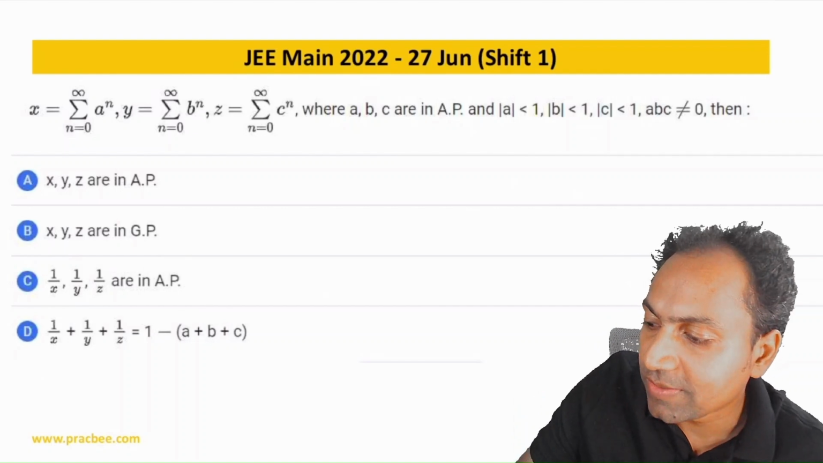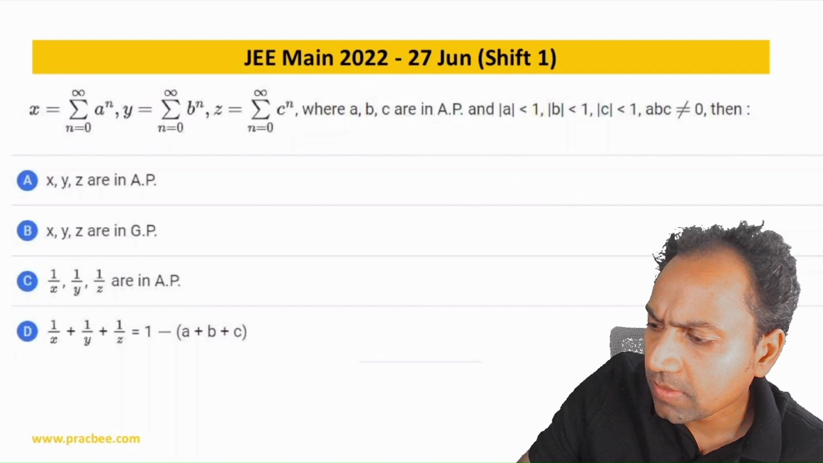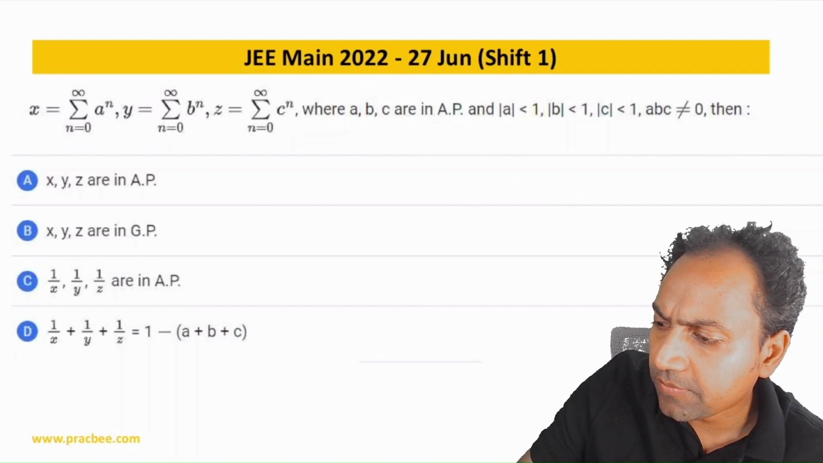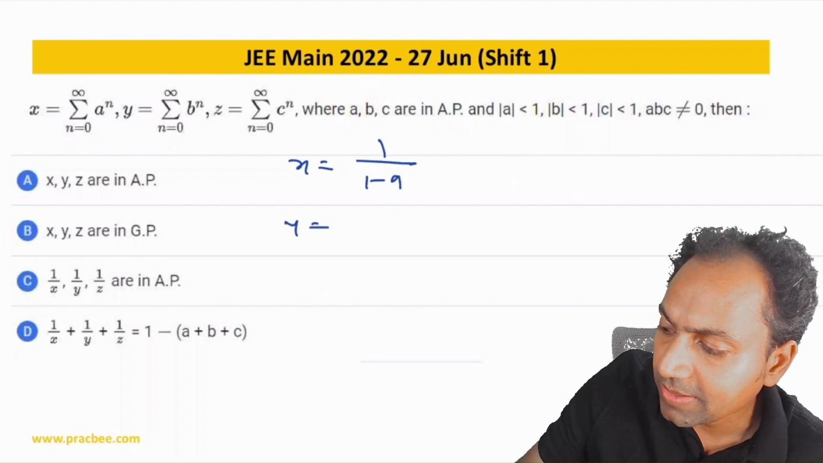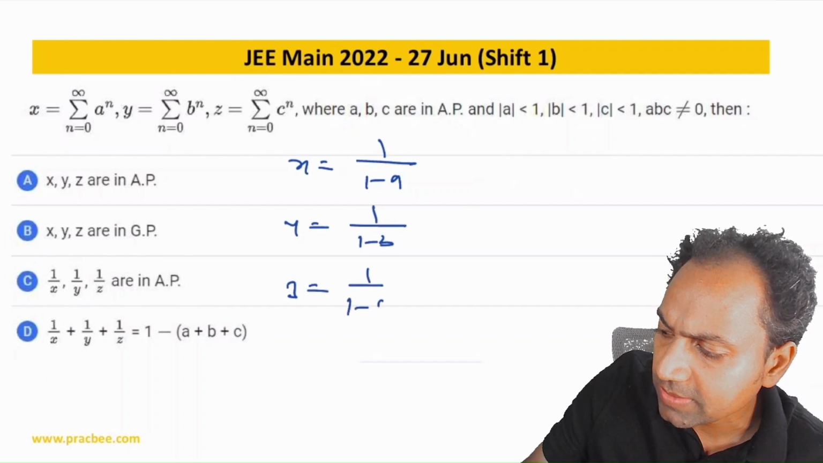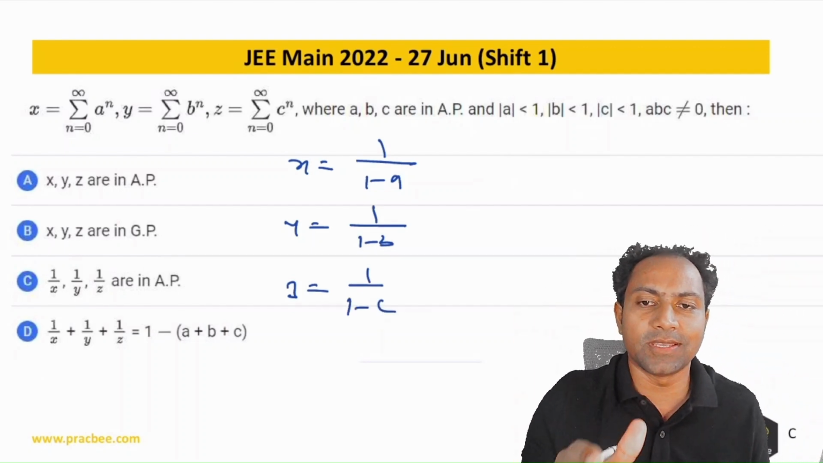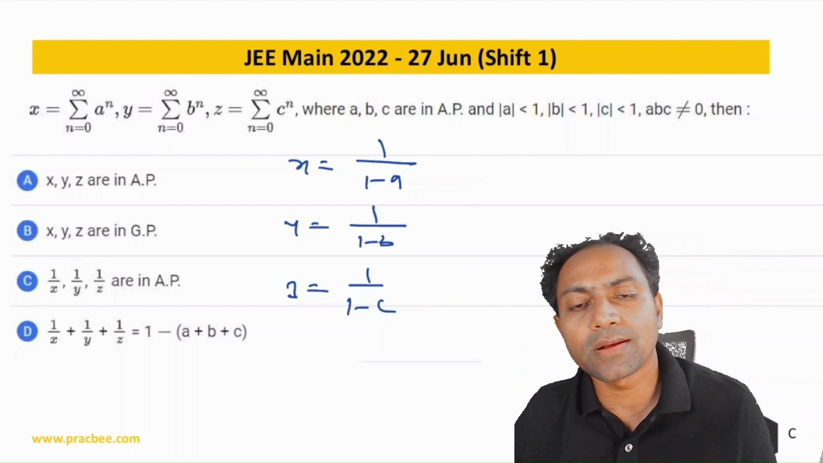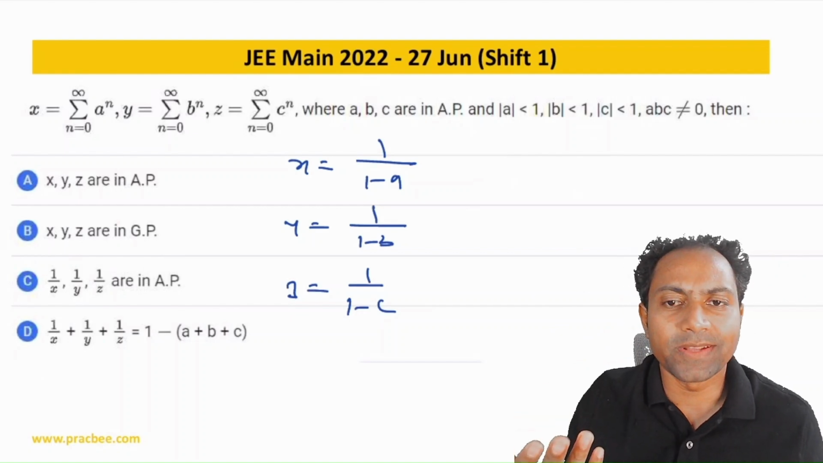So if I want to find the value of x, it is nothing but a upon 1 minus r. Similarly, y we can get is 1 upon 1 minus b, and z is nothing but 1 upon 1 minus c. Now, there are two ways to proceed forward. Either you can take the values of a, b, c and then solve this problem, or conversely, you can use the properties of AP.